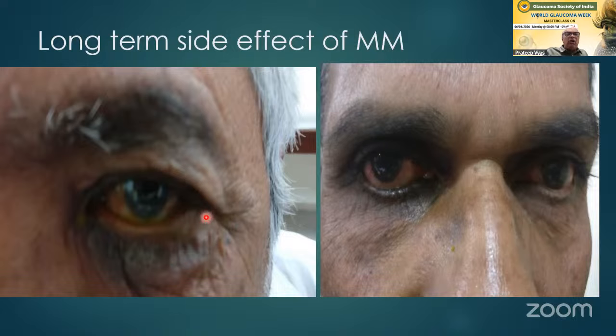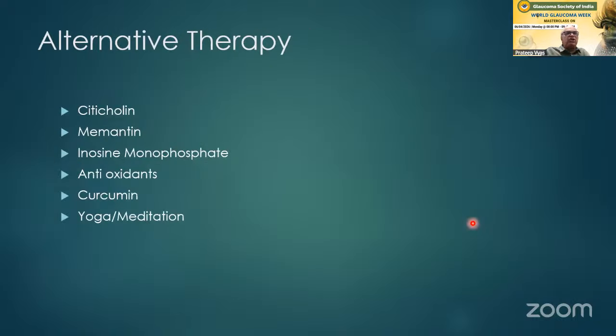This is because of the long use of alpha-2 agonists. You can see the significant excoriation over the skin and lots of skin allergy. And you can see that this patient was on the prostaglandin analog for a very long time. So this is a prostaglandin-associated periorbitopathy, which is very bad cosmetically. So these patients are very prone to these kinds of complications.